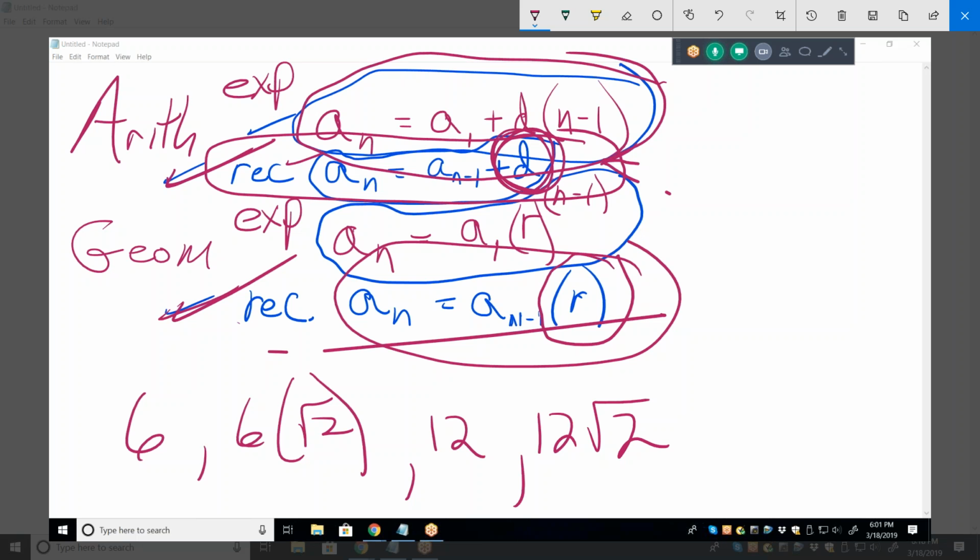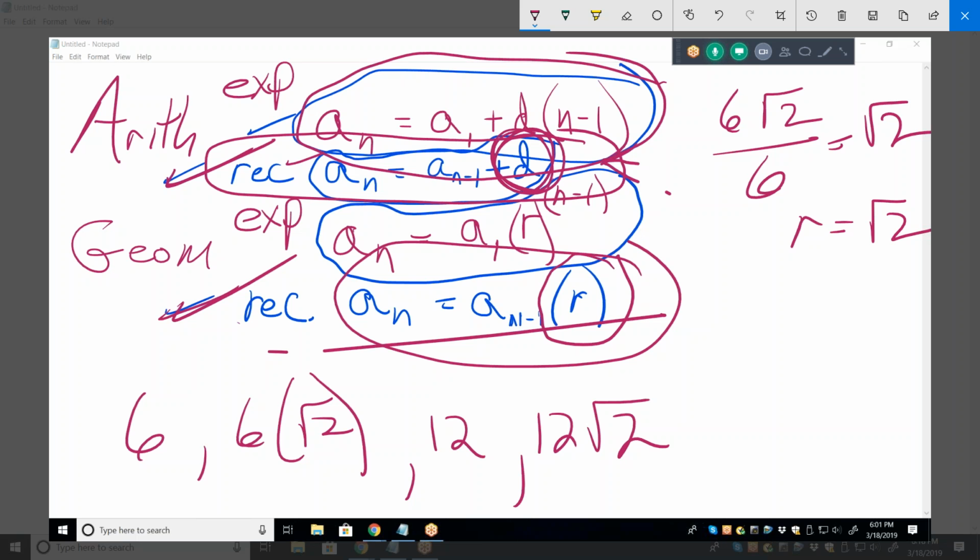So if I jump to the conclusion that it is geometric, how do I figure out what R is? Divide the second term by the first term. What is that answer? Square root of 2. Okay, now let's see if that's what R is. So we're saying R is square root of 2. What happens when you multiply the second term by square root of 2? What do you get?